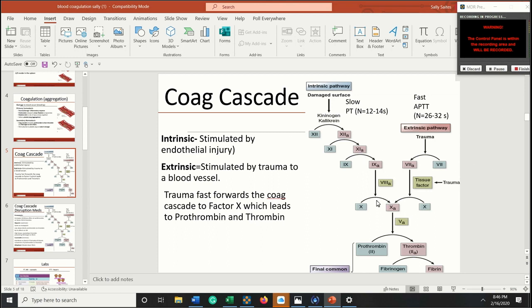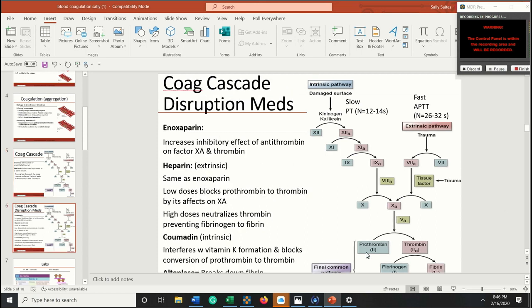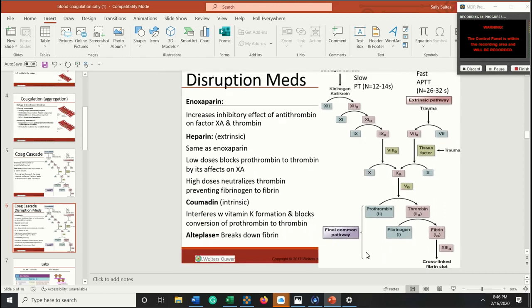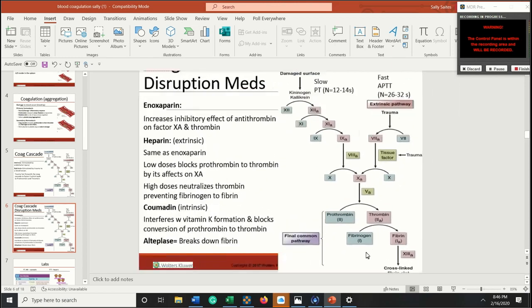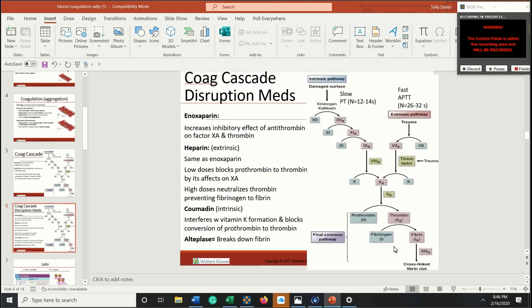Okay, it all comes into factor XA, where this is really what we're looking at here. Sorry about that, guys. It is the prothrombin. This is where we're going to really start the prothrombin to the thrombin, and then the fibrinogen to the fibrin to make it really strong. Okay.